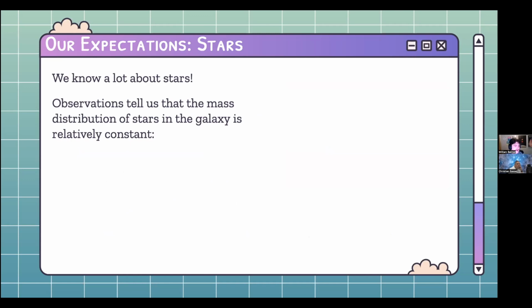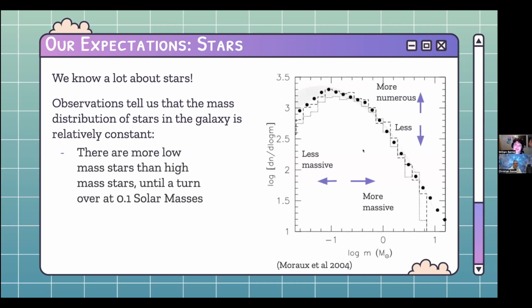We also know a lot about the distribution of stars in terms of their mass throughout the galaxy. It seems to be relatively constant if you go to the middle of the galaxy or out to the spiral arms of the galaxy. And it seems to follow this general distribution where there are more smaller, less massive stars than there are massive stars until you get to about this turnover point at around a tenth the mass of the sun.